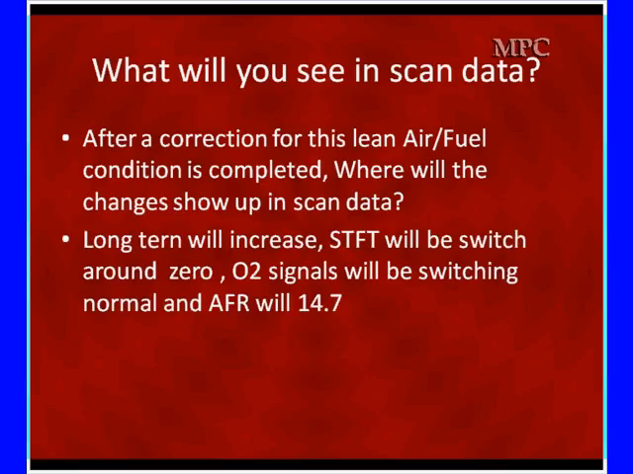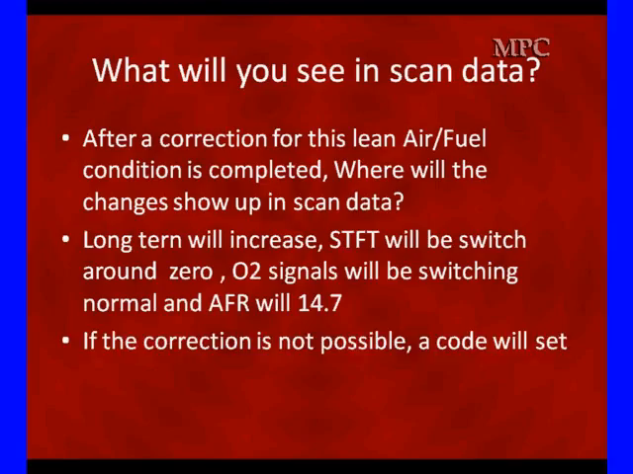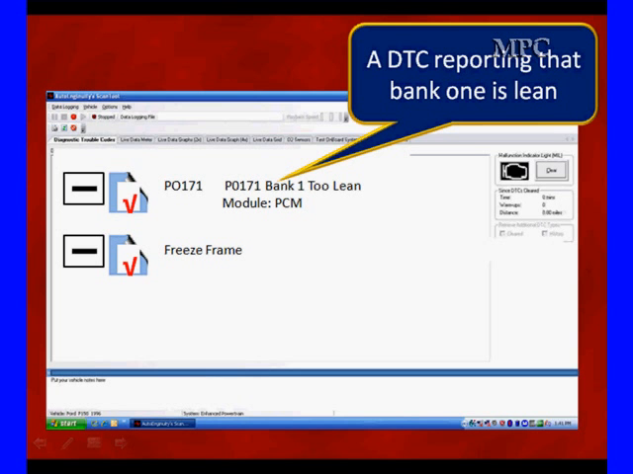Well, in this particular case, in this example, the long term will increase. The short term will be switching around 0. The O2 will be switching normal, and air-fuel ratio will be 14.7. Let's go through and see why all that's possible. But remember, if the correction is not possible, we're going to set a code. In this case, we're going to set a lean code.